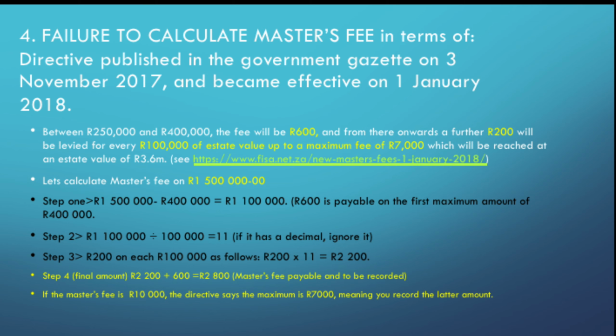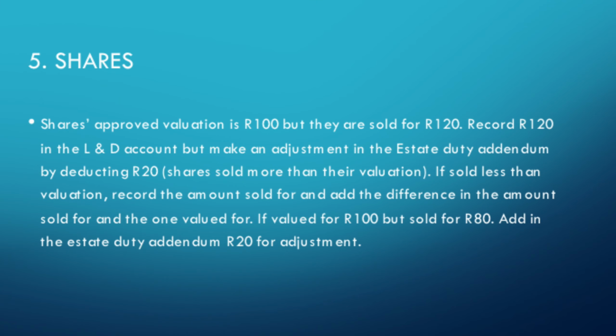Then mistake number 5, this is the last mistake. It's on shares. Mostly people underestimate shares, but people miss this calculation. Now, shares approved valuation is 100 rands, but they are sold for 120. Record 120 in the L&D account, but make an adjustment in the estate duty addendum by deducting 20 rands. Why? Because the shares were sold for more than their valuation.